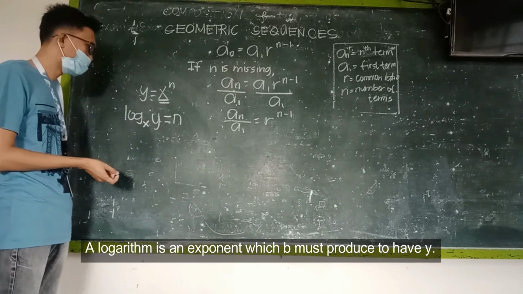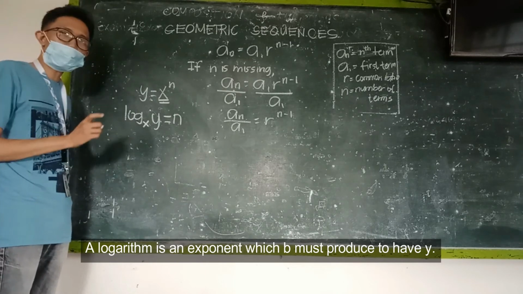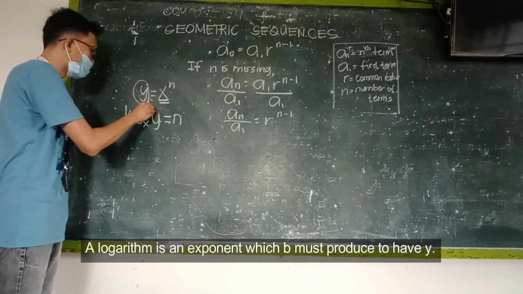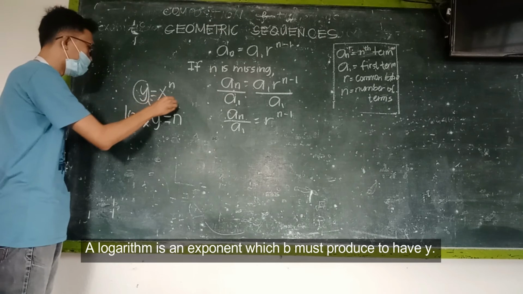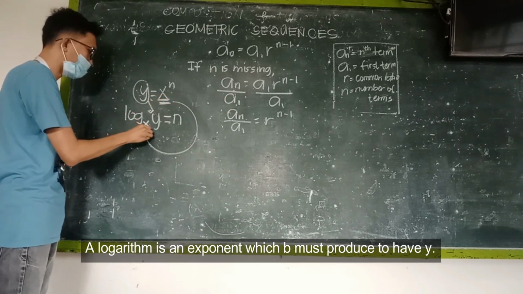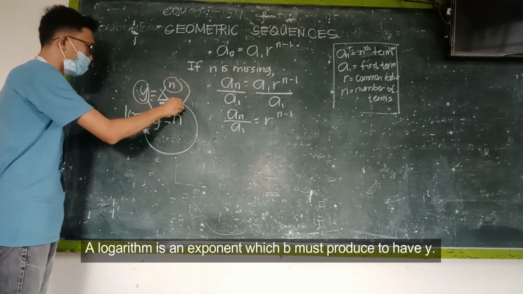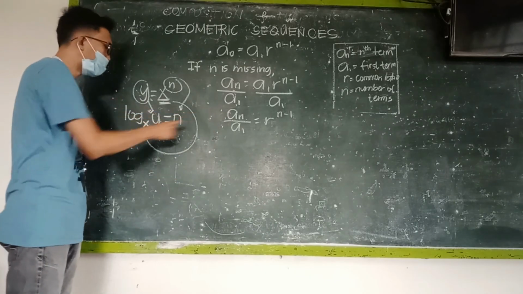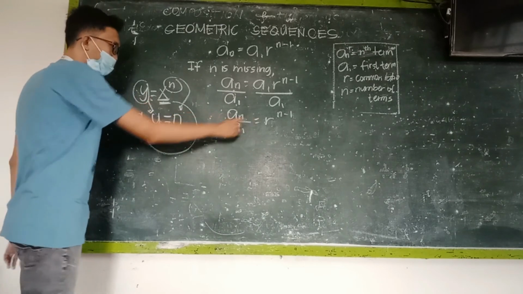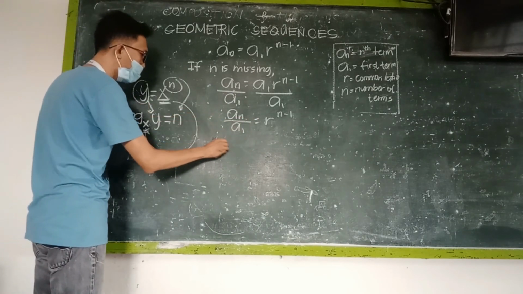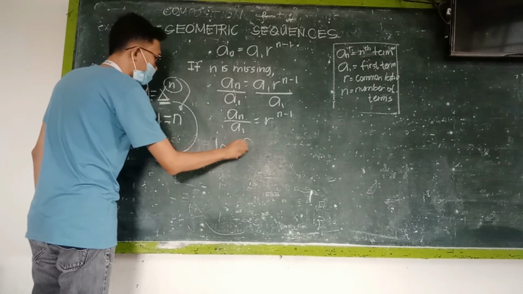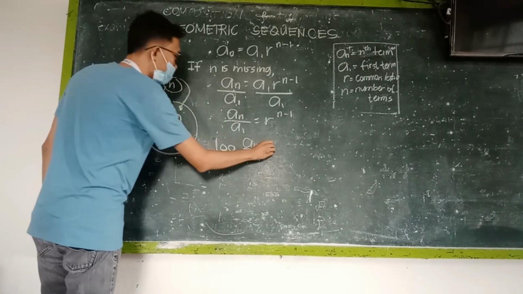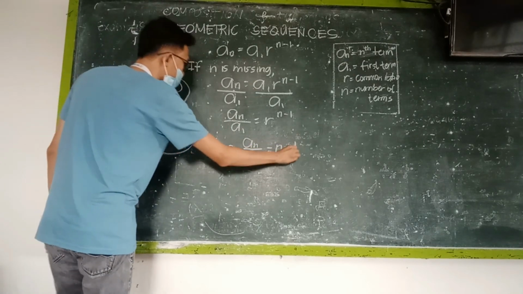So, in changing exponential functions into logarithmic functions, itong sagot magiging partner nitong log. Then itong x, magiging base siya ng logarithm. At saka yung n natin, ito yung magiging answer. So, in this case, papalitan natin siya in this form. Itong formula natin. So, magiging log of a sub n all over a sub 1 base r is equal to n minus 1.